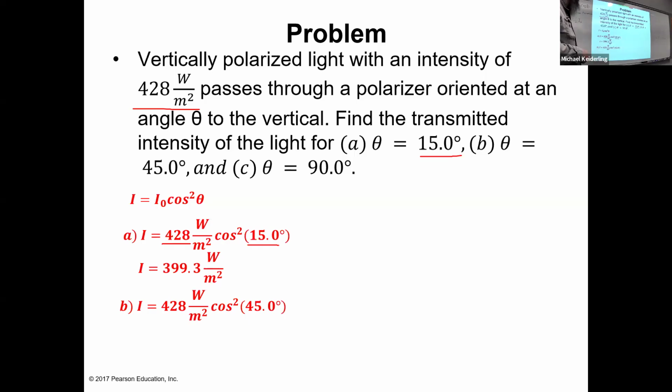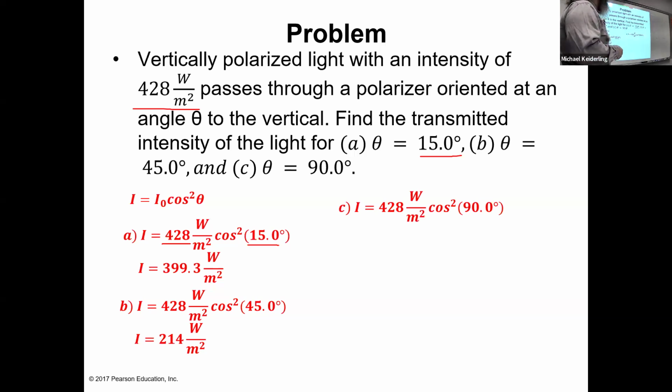For 45 degrees, it's 428 watts per square meter times the cosine of 45 degrees squared. This works out to half the intensity, 214 watts per square meter, because the cosine of 45 degrees is 1 over the square root of 2. So when we square it, we get a half. And at 90 degrees, no light gets through, so the intensity is 0.